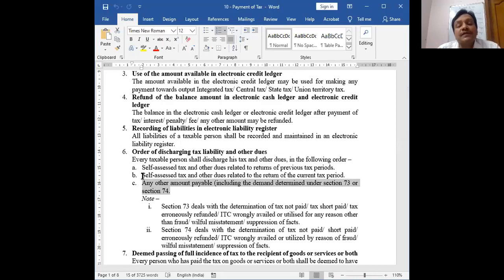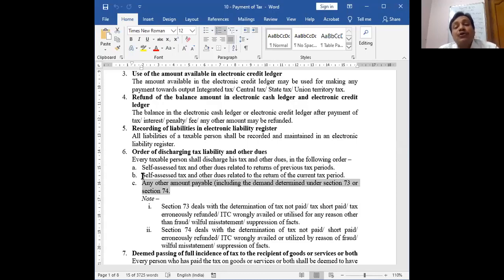These are not self-assessed, because at the time of filing return, you were not sure that in future some wrong thing can arise, or wrong ITC, etc. These can be verified. So this third stage is not for self-assessed. It is technically assessed by the department. So that is the third stage. So this is the order of preference of discharging the GST liability.